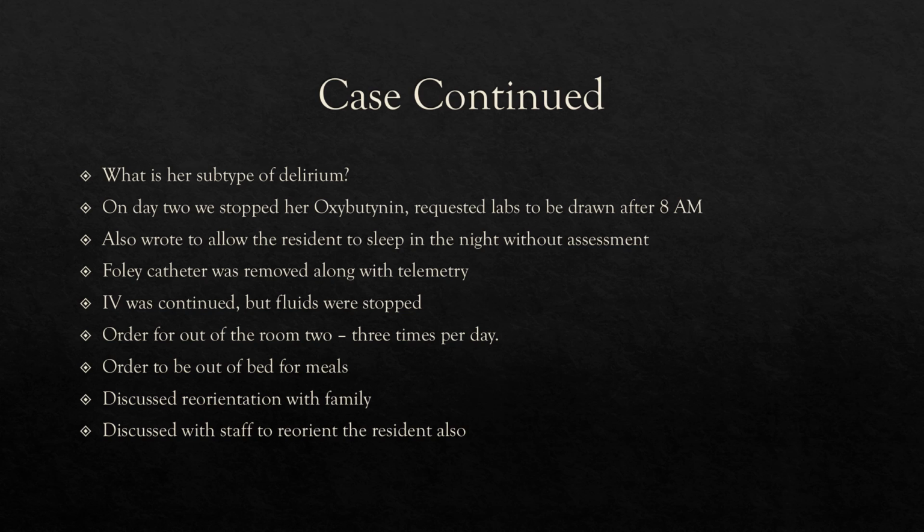The Foley catheter was removed, along with any telemetry wires and modules. The IV was continued, but the fluids were stopped. The patient was also ordered to be out of the room 2 to 3 times a day and to be out of her bed for meals. The family was educated on reorientation of the patient and discussed with the staff to reorient the patient as well.